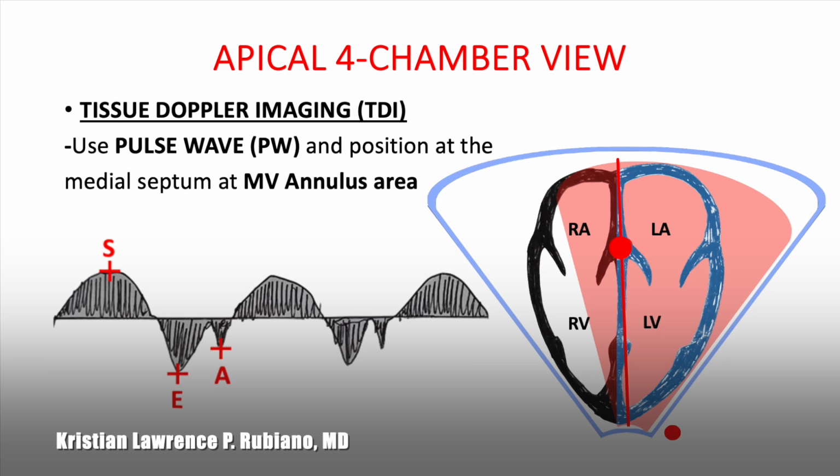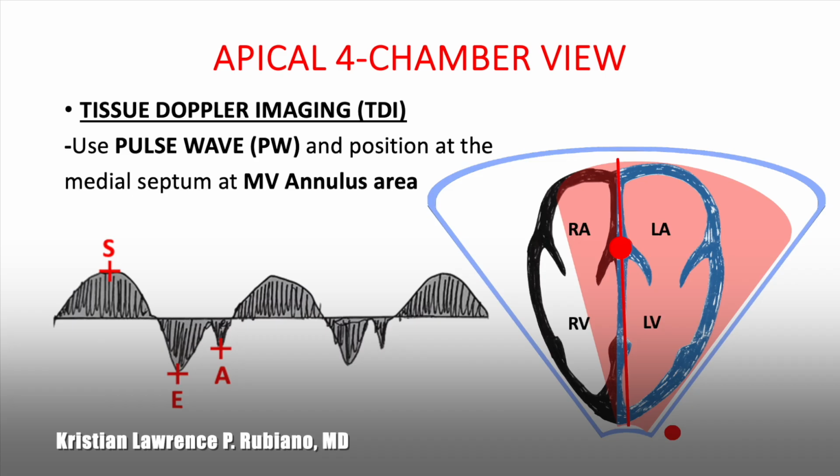Next, still at the apical 4-chamber view, now we do the tissue Doppler imaging, or TDI. TDI is a specialized echocardiographic technique that provides valuable insights into myocardial motion and function. It allows for the assessment of the velocity of myocardial tissue movement, rather than just blood flow, which is typically measured in standard Doppler echocardiography. TDI uses Doppler effects, which measures the change in frequency of ultrasound waves reflected off moving structures. In this case, it measures the motion of cardiac muscle tissues.